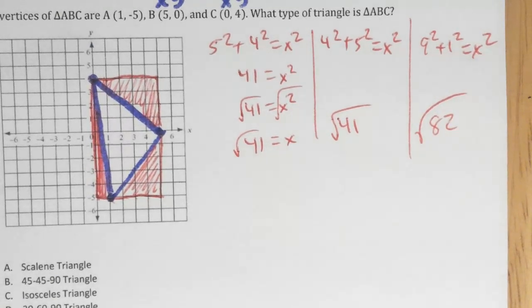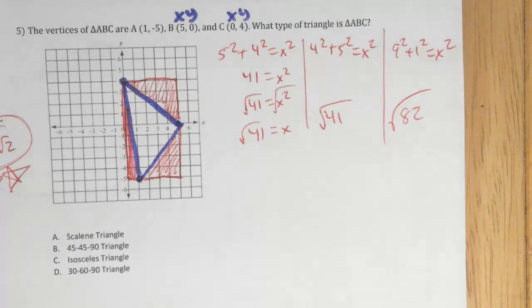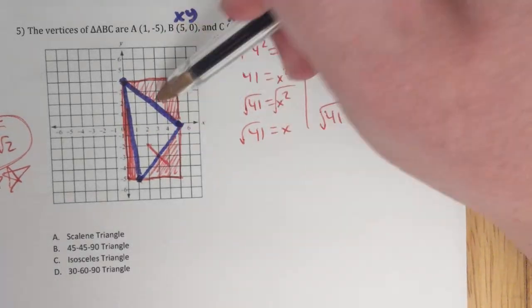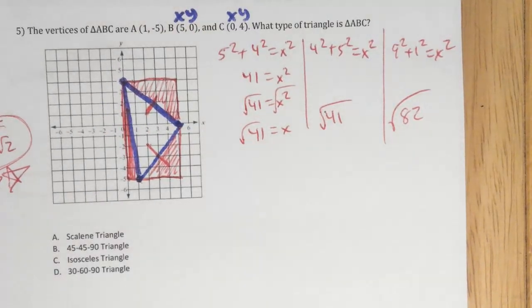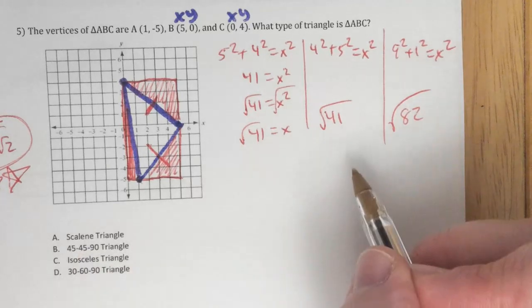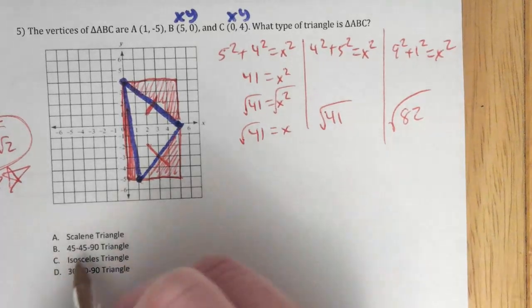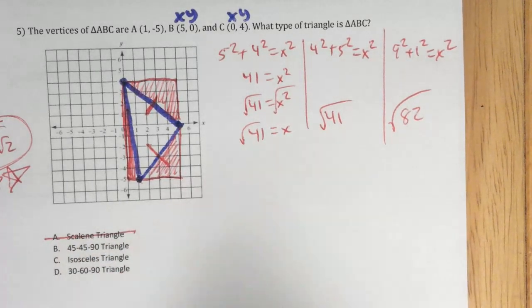All right, fabulous. Okay, so we know for a fact that this is equal and this is equal. That's awesome. So we know at least two sides are equal. So it's definitely not scalene, because remember equilateral, isosceles, scalene.